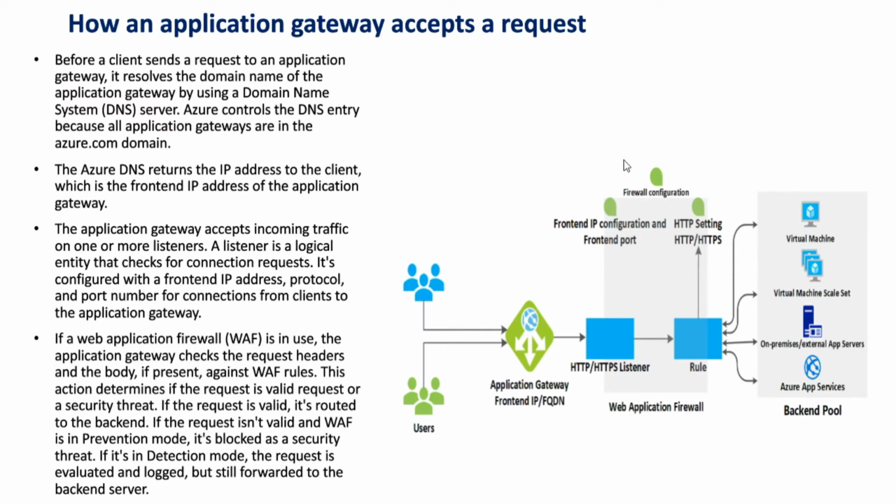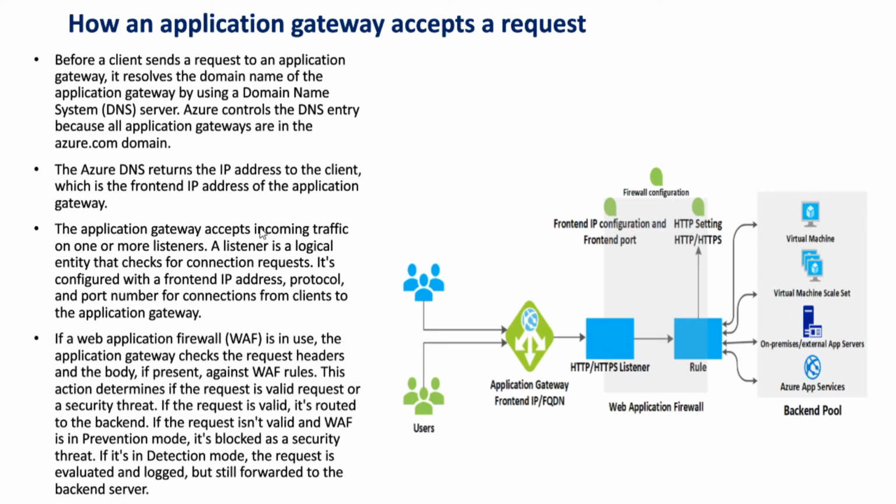How does an application gateway accept a request? If you see in this particular image, these are the end users. We have the application gateway, and then we have a web application firewall here. We have created listeners and configured rules, and based on the rules, it redirects a request to the backend pool, which can be virtual machines, VM scale sets, or Azure App Services. That's how it processes the request to the backend pool.